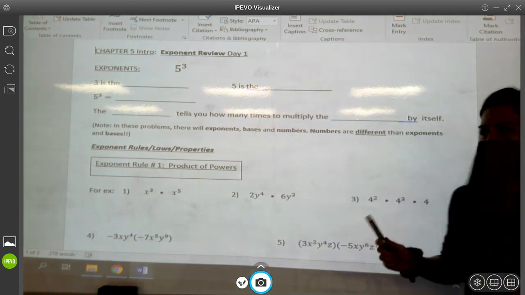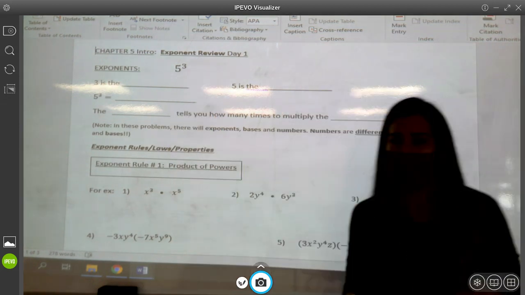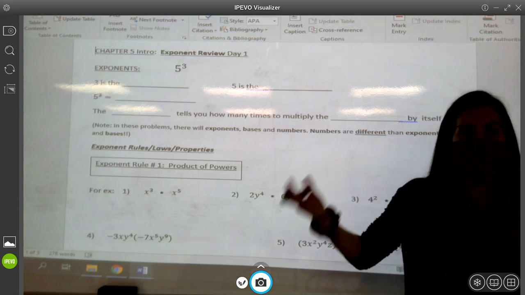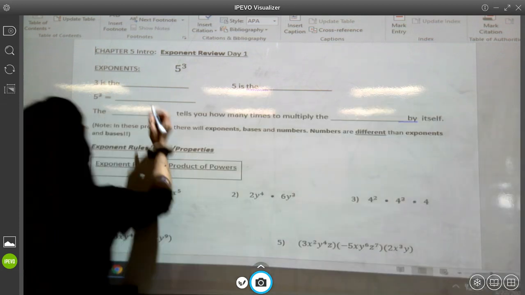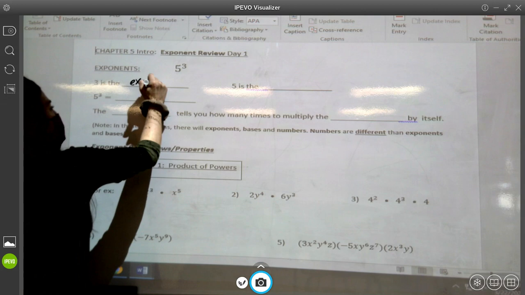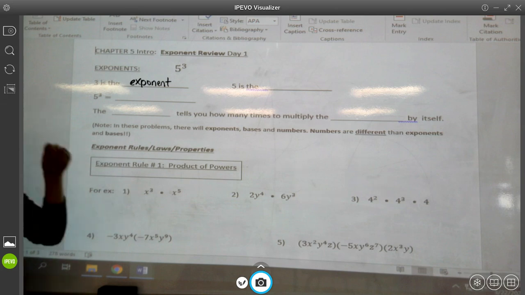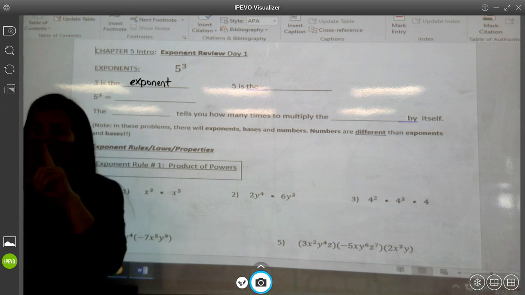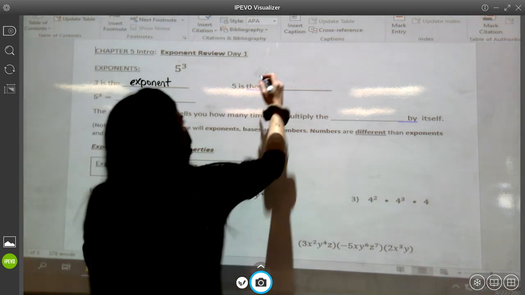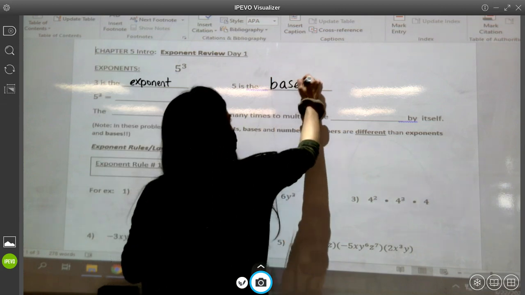All right, so let's go back to basics. If I give you the expression 5 to the third, 3 is the exponent or power in this expression. And then 5 is called, does anybody remember what the 5 is called when you put the exponent on? I'll give you a hint, it starts with a B. Base. The base. The 5 is the base.